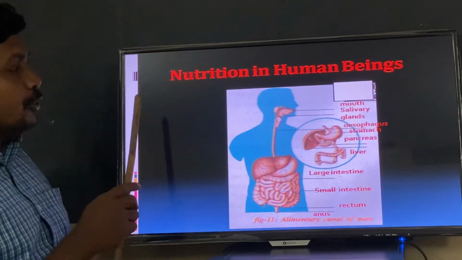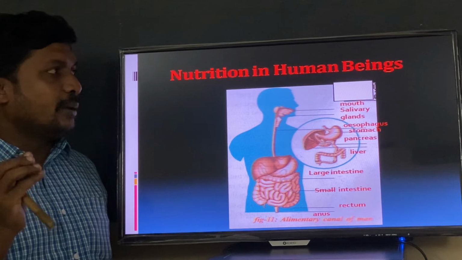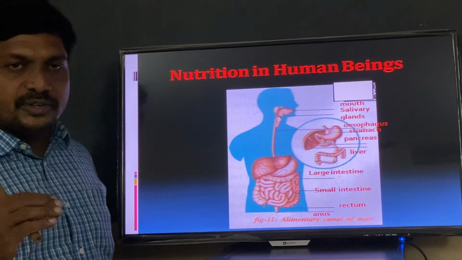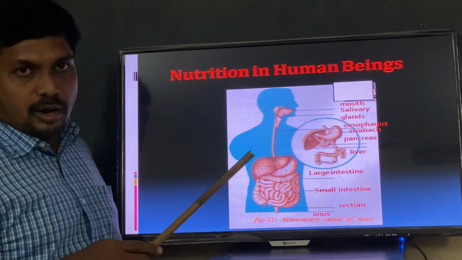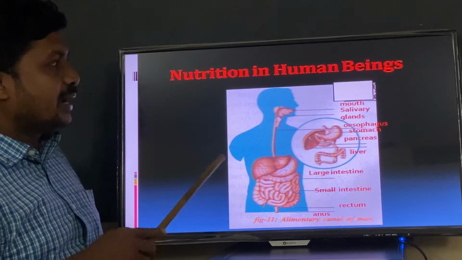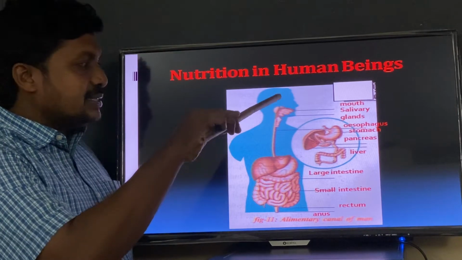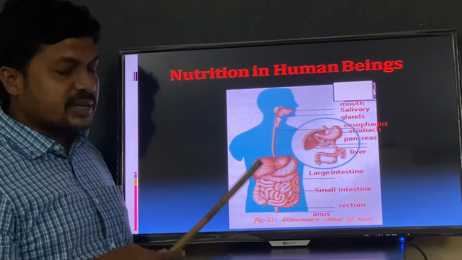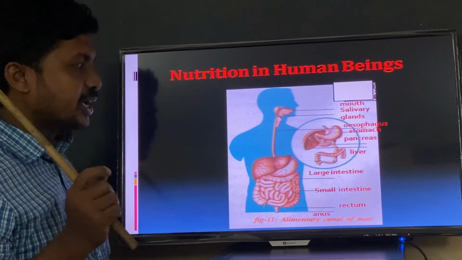Next, nutrition in human beings. Already we learned that human beings perform holozoic nutrition, means we are heterotrophs, which depend on other organisms for food. So we are called heterotrophs. In human beings, digestion takes place inside of the body. Let us discuss the human digestive system. This is the human digestive system, where digestion takes place inside of the digestive system. So this is called holozoic nutrition.